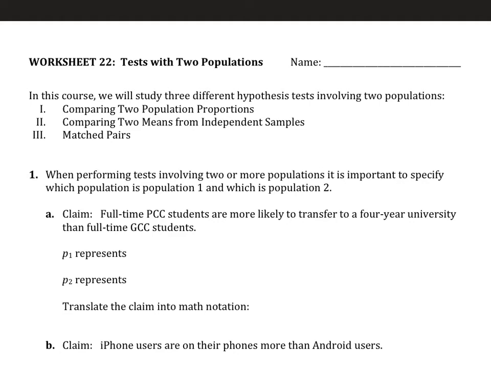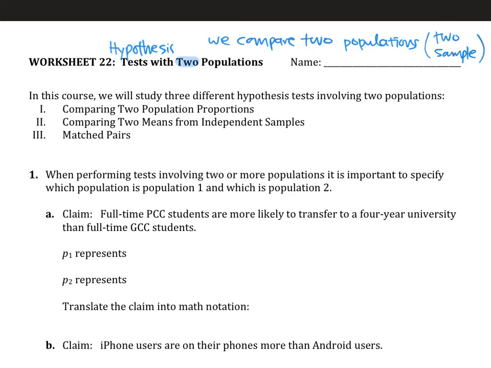All right, in this section, we're going to talk about tests with two populations. This is also a hypothesis test. You notice it's two population. It just means now we compare two populations by looking at two samples. So we'll take one sample from one group, or one population, and take another sample from the other population. We will compare those two samples to do the hypothesis test.